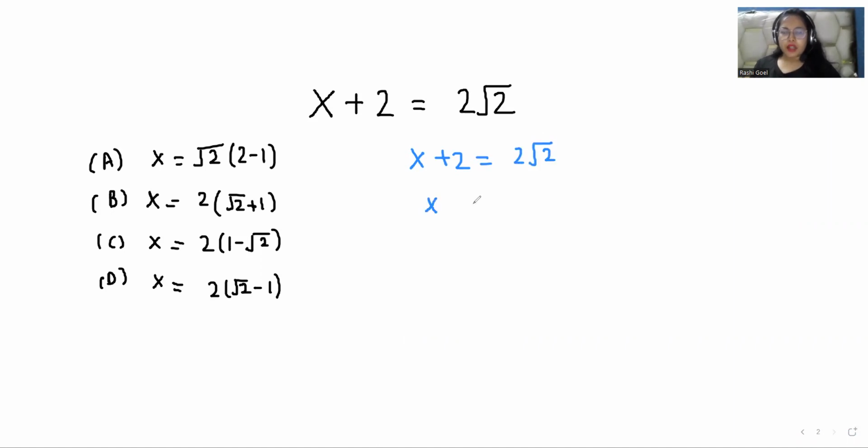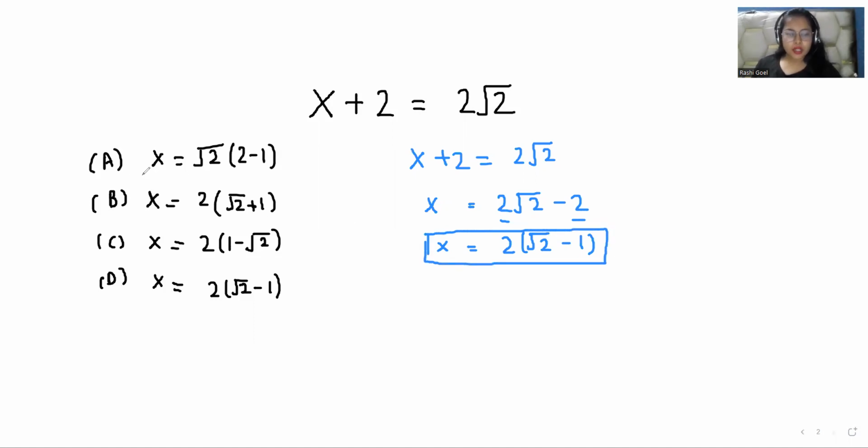So we can separate the variable and the numbers. So here plus 2, I'll take it to the other side and write it as minus 2. So from both the numbers, I can take 2 common and write it down root 2 minus 1. So the value of x is root 2 minus 1. This signifies option A, no, option B, no, option C, no, option number D. So the answer is x is equal to 2 bracket root 2 minus 1.